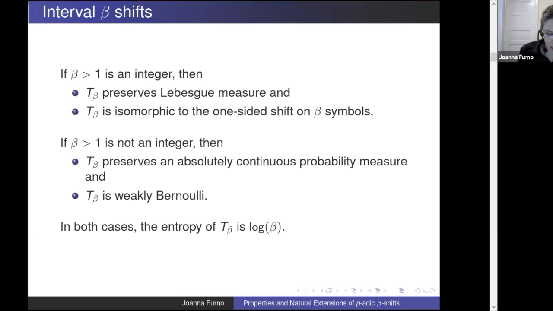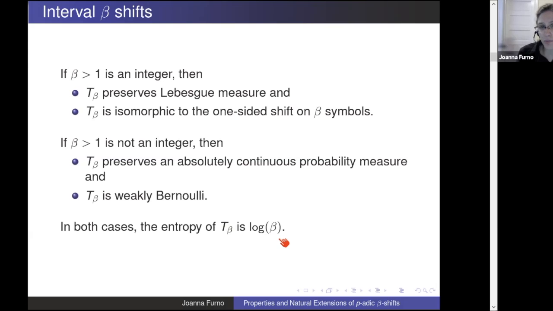All right. And then entropy, again, is a long definition, but it's sort of a measure of randomness. And in both of these cases, your entropy is log of beta, using whichever log you decide to use in your definition of entropy.